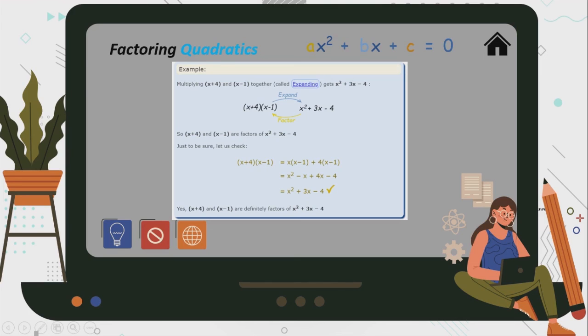Okay, (x plus 4)(x minus 1) equals x(x minus 1) plus 4(x minus 1). We get x squared minus x plus 4x minus 4, and we get x squared plus 3x minus 4. Okay, yes, x plus 4 and x minus 1 are definitely factors of x squared plus 3x minus 4.